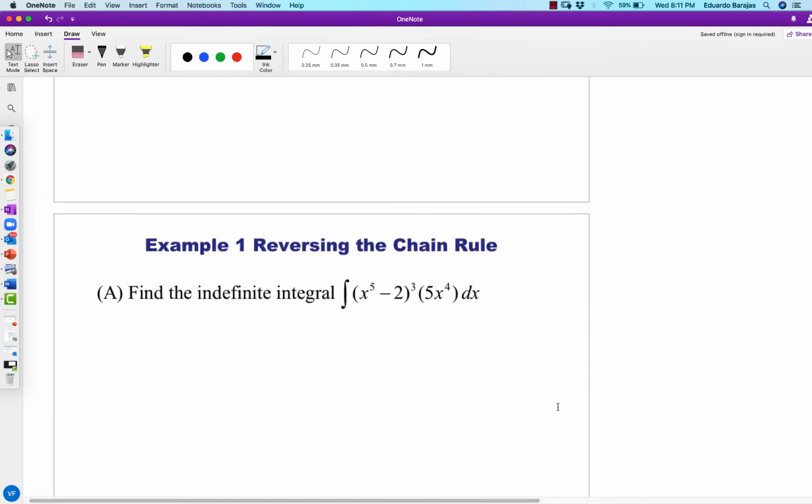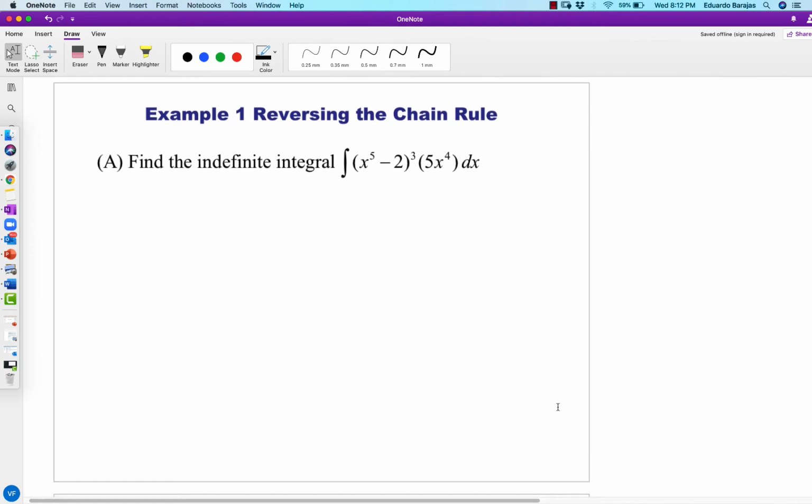For example, let's say we have this. Find the indefinite integral of the following. The integral of x to the power of 5 minus 2, parentheses cubed, times 5x to the power of 4. Okay, so I should quickly notice that if we think of this as the inside function, the f, then f prime, the derivative, is right outside here. Right? The derivative of this is that.